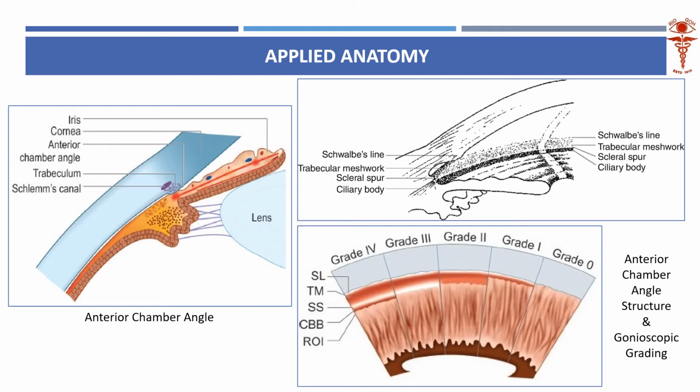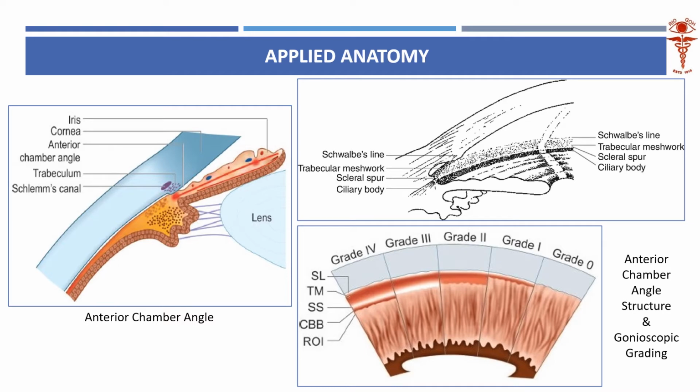I don't see the ciliary body. If I say grade 2, I mean I don't see the ciliary body and scleral spur. I only see two structures anteriorly, Schwalbe's line and trabecular meshwork. That is grade 2. Grade 1 is just Schwalbe's line. None of the other three are seen.